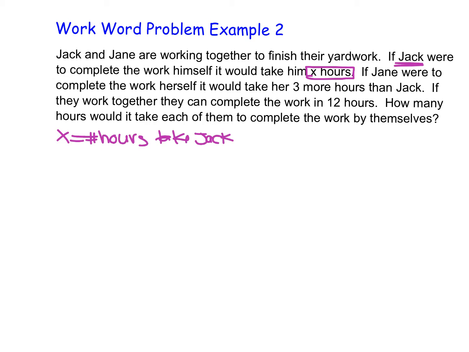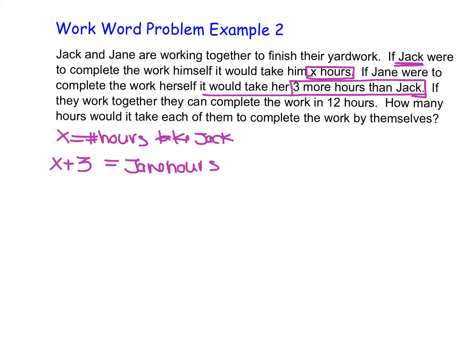Then it says if Jane were to complete the work by herself, it would take her 3 more hours than Jack. So while this seems like it's not maybe super helpful, we can actually figure out that Jane's hours can also be represented using that X value. So Jane's hours, we take 3 hours more than Jack. Well, if Jack represents X, Jane has to represent whatever X is plus 3 because she takes 3 hours longer to do the same amount of work. So here we know that Jack takes X hours and Jane takes whatever X is plus 3 hours.